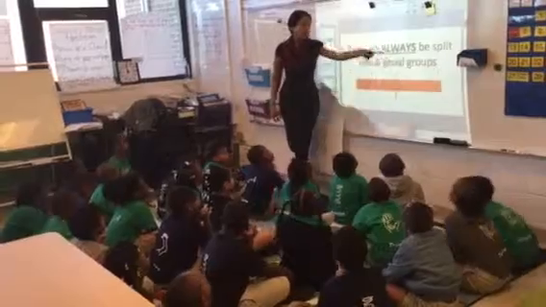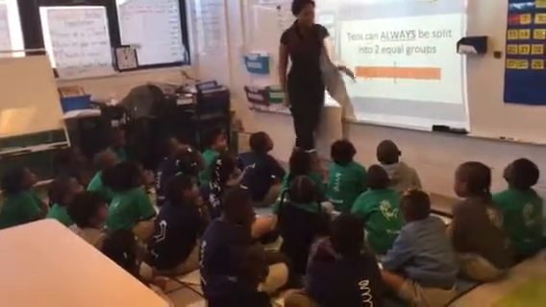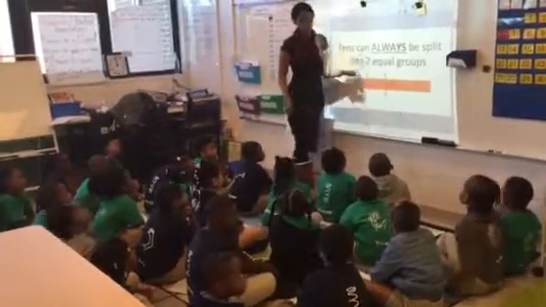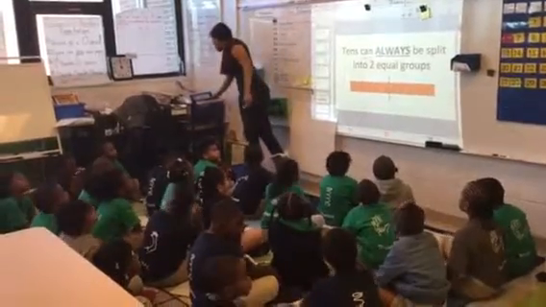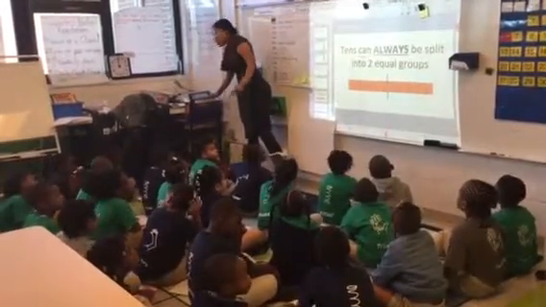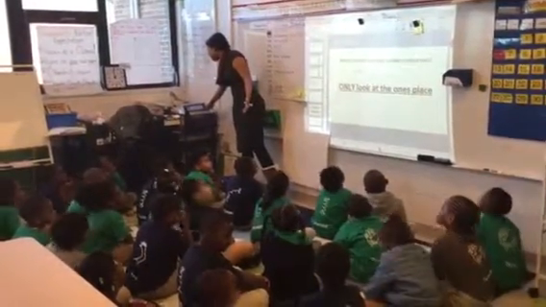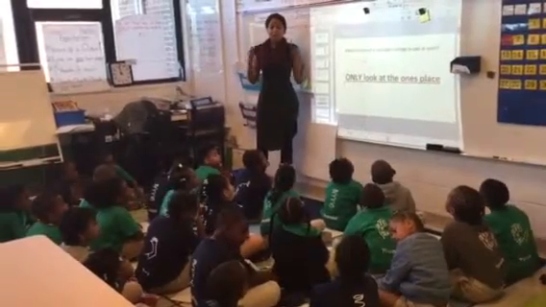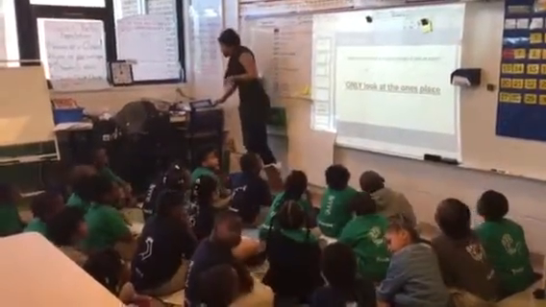10s can always be split into 2 equal groups, right? We have a 10 stick. On one side we have 5, on one side we have 5, and we have a total of 10. They're always going to be able to be split into 2 equal groups. So if they're always being split into 2 equal groups, do we need to worry about the 10s? No, we shouldn't worry about the 10s. When we have a big number, we should just look at the ones place.